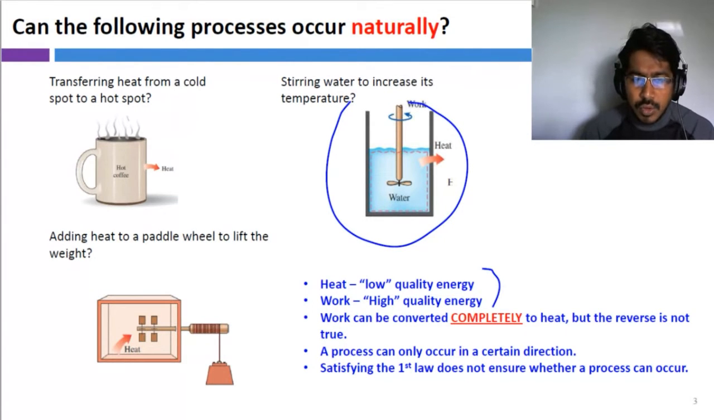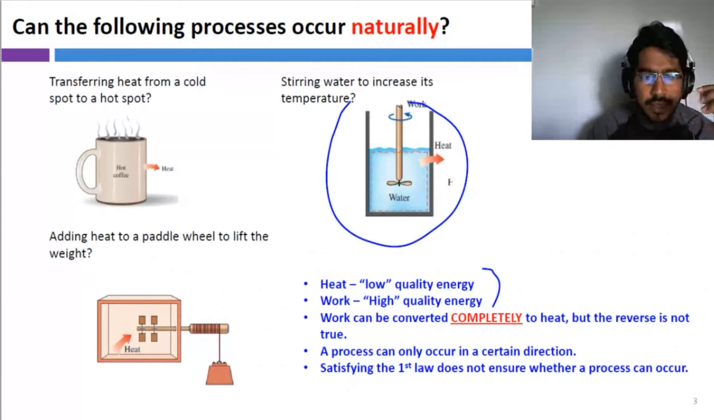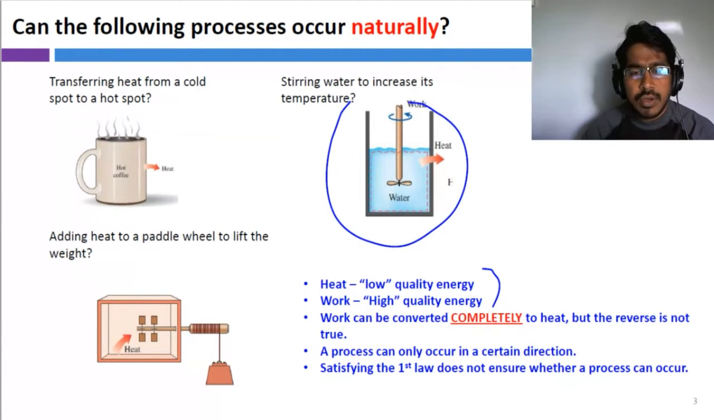How do we qualitatively judge the quality? If a form of energy can be converted into other forms very easily, then we can call it high quality energy, right? You see that work can be easily converted to heat or mechanical power or anything, but can heat be converted to work or anything easily? It is not that easy.